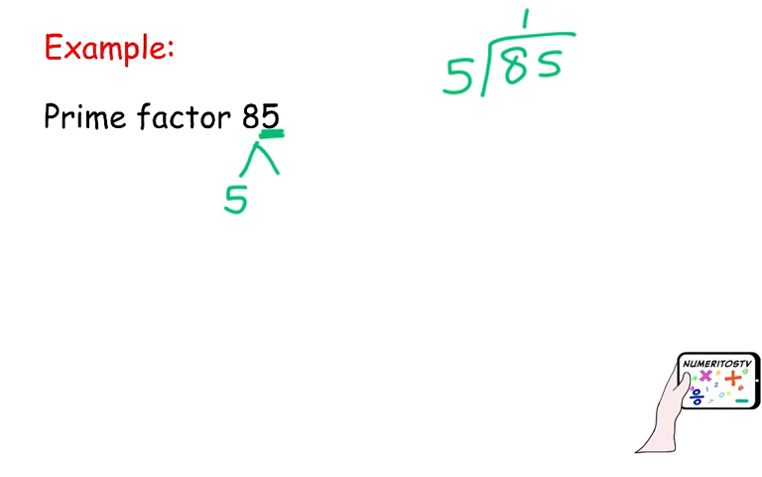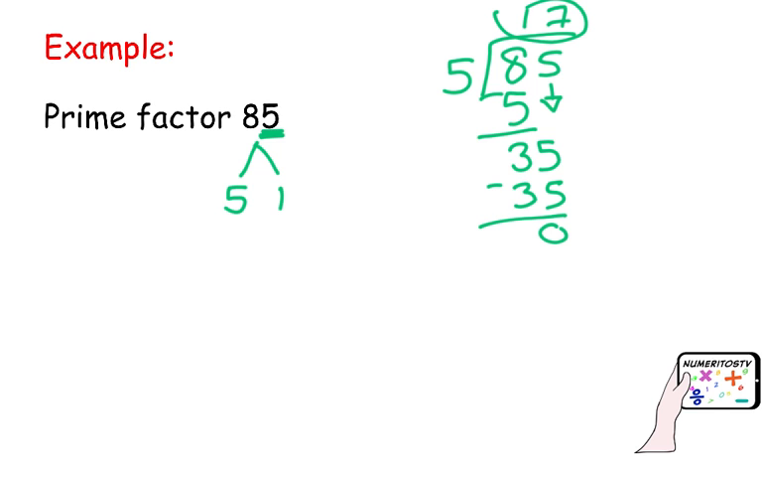5 fits 1 time in 8. And then I have a remainder of 3. This 5 drops down. How many 5s fit in 35? 7. That will be 35 with no remainder. So the other factor is 17. So 5 times 17 will give me that 85.